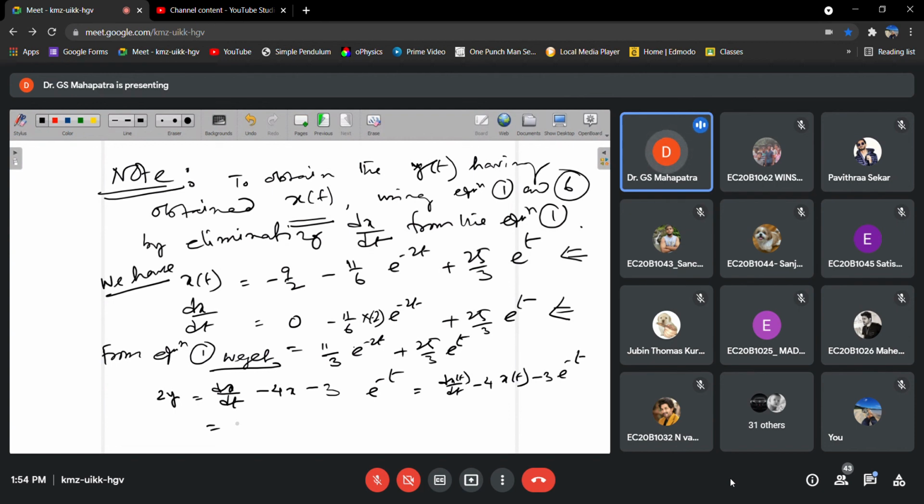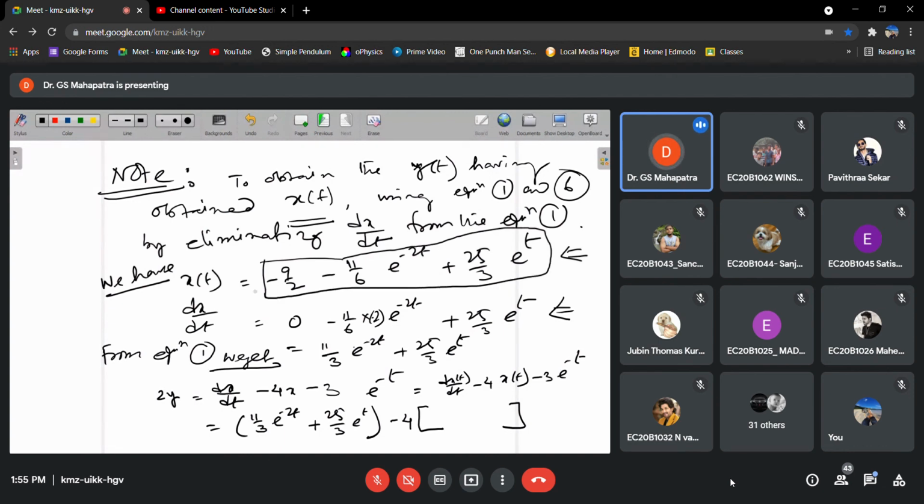So directly here you can write this form. dx by dt is the earlier one: 11 by 3 e to the power minus 2t plus 25 by 3 e to the power t, minus 4 times x of t, which is 9 by 2 minus 11 by 6 e to the power minus 2t plus 25 by 3 e to the power t, minus 3 e to the power minus t. So this is the solution for y.